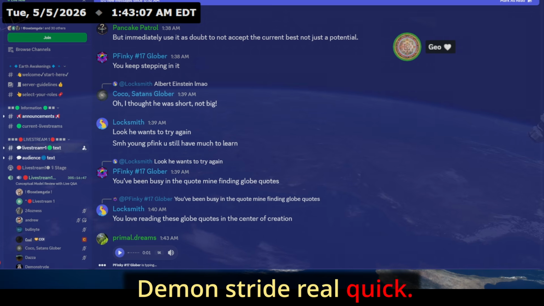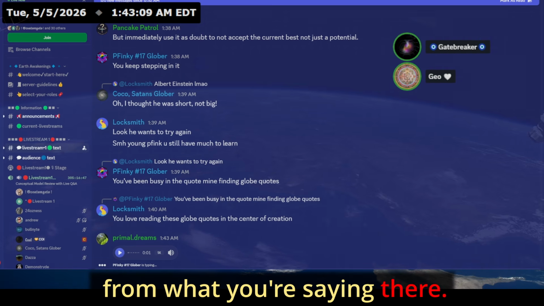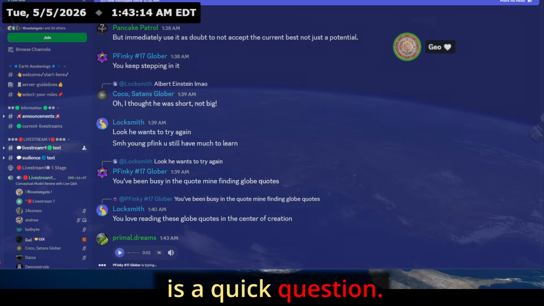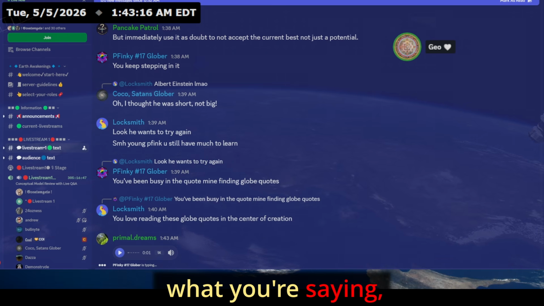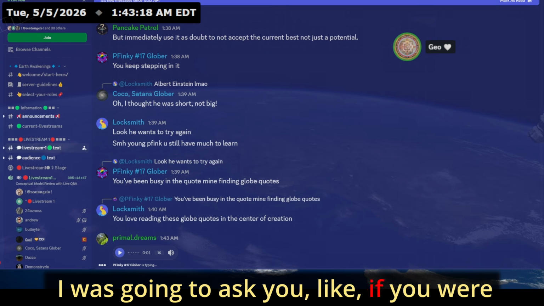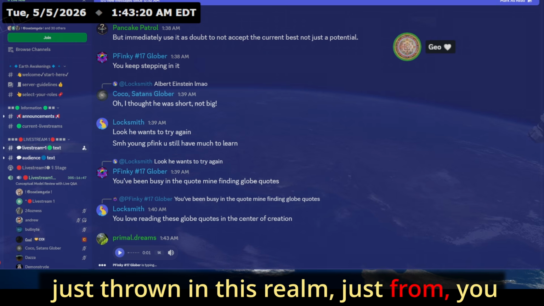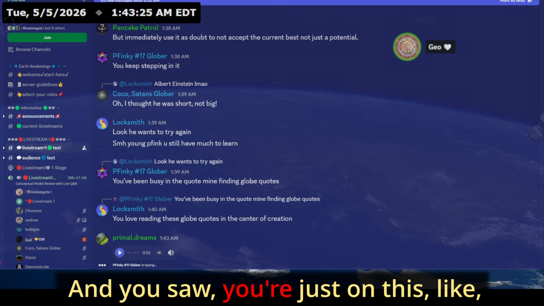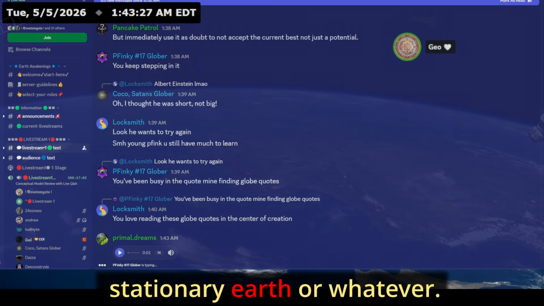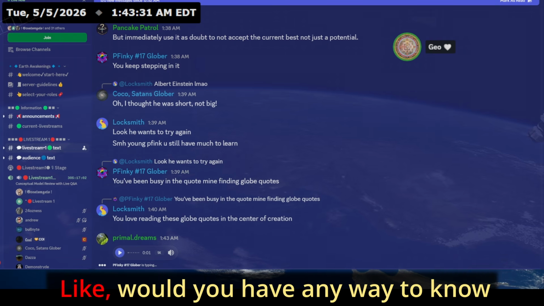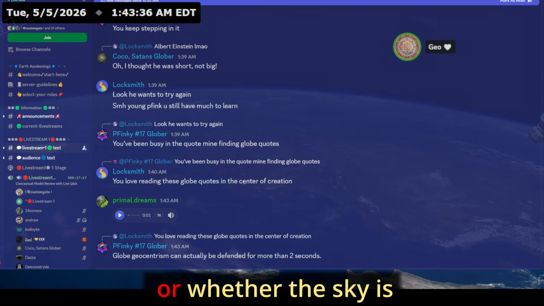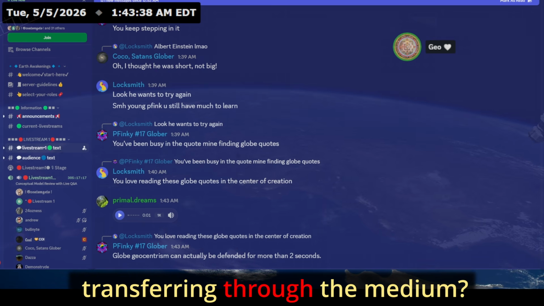Demon Stride, real quick. I'm not trying to shift from what you're saying there because I know you're laying that out, but this is a little bit from before as well. It is a quick question, unless someone has a quick follow up to what you're saying. Demon Stride, I was going to ask you, if you were just thrown into this realm, you just popped in and didn't know anything about it, and you're on what seems like a stationary Earth, and the sky's moving. Would you have any way to know whether the thing you're on is moving or whether the sky is transferring through the medium?